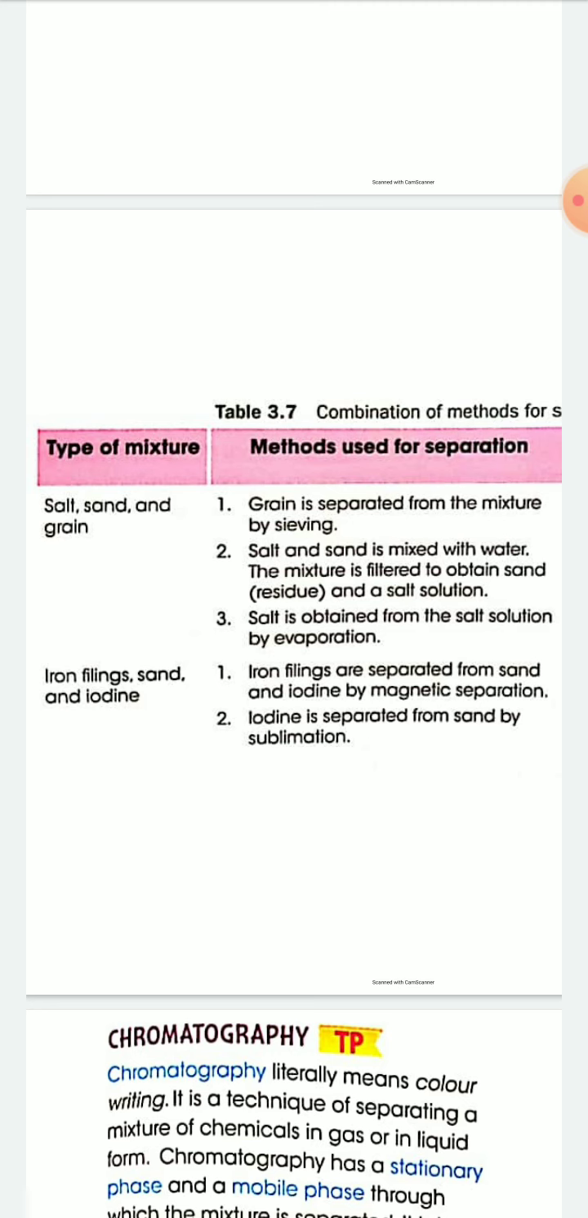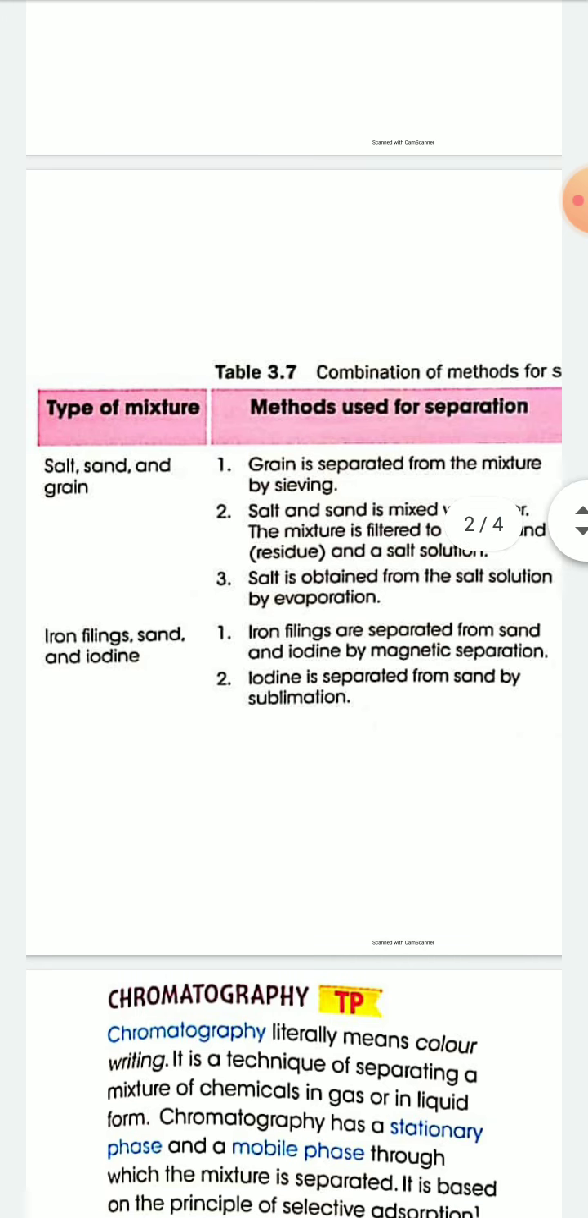You know that iron filings are attracted by a magnet. By using this principle, iron filings are separated from the sand and iodine mixture by magnetic separation. And you also know that iodine can sublime, but sand cannot sublime. That's why iodine is separated from sand by sublimation. Okay.